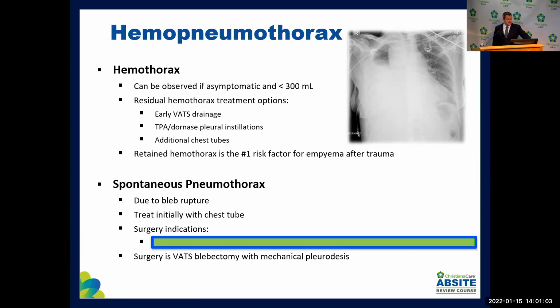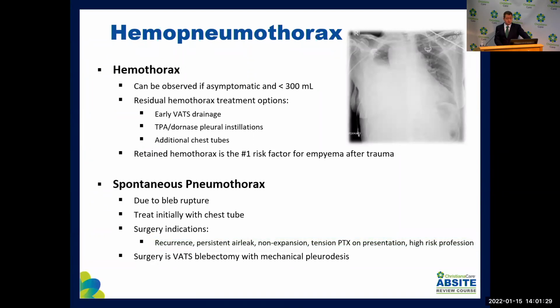Spontaneous pneumothorax, usually due to a bleb rupture, is treated initially with a chest tube. Surgery indications, which would be what? Failure to resolve, good. Recurrence, good. There are 2 more I can think of. High risk profession, right? If they're going to be a pilot or an athlete that might have more trauma or impact. The other thing is if they have tension pneumothorax on presentation, that would also be an indication for surgery. And surgery again is VATS blebectomy with a mechanical pleurodesis.